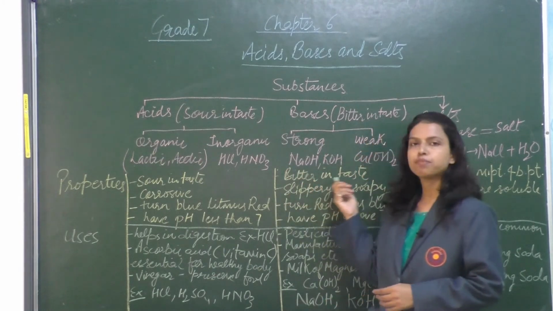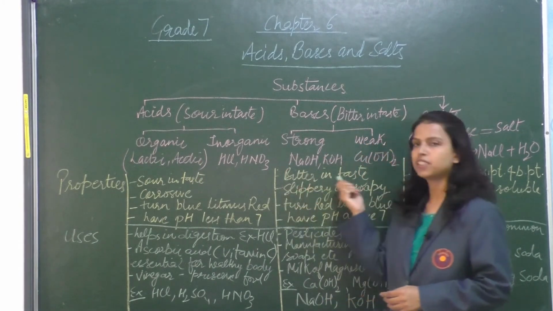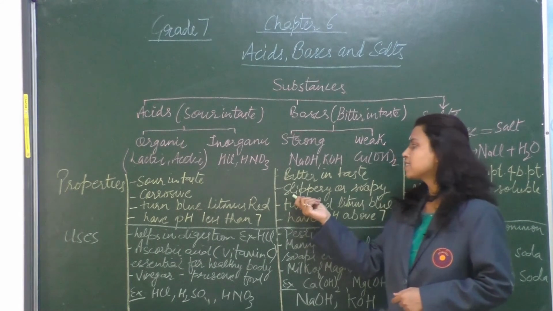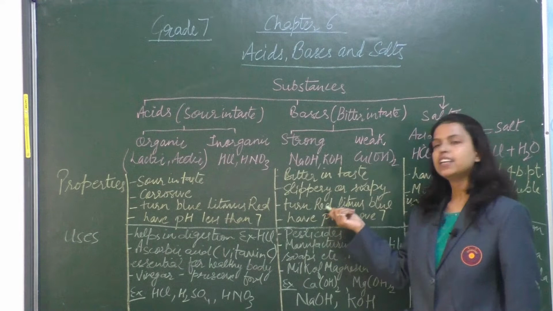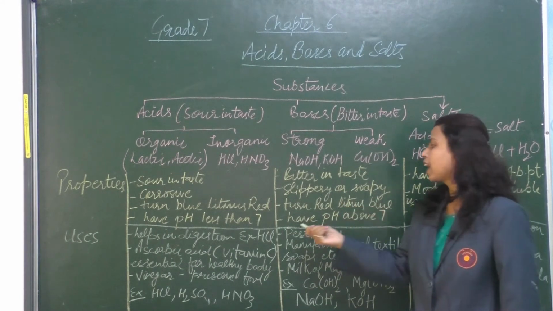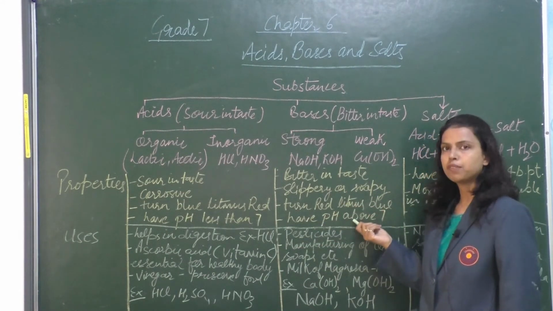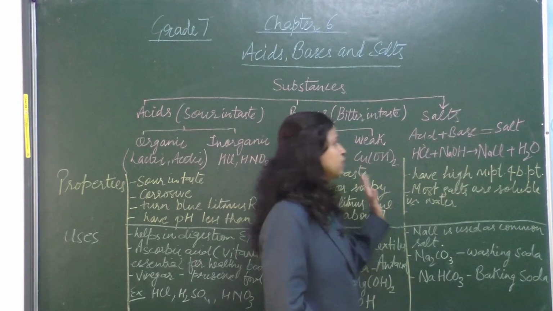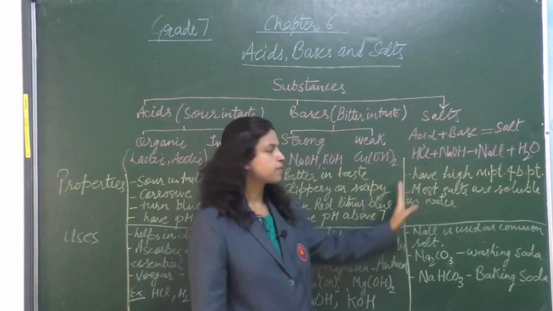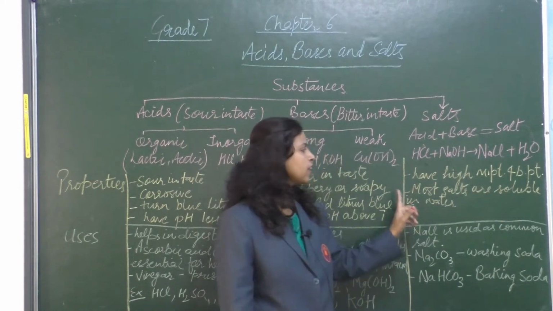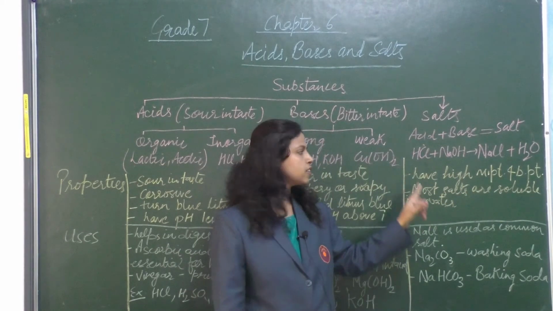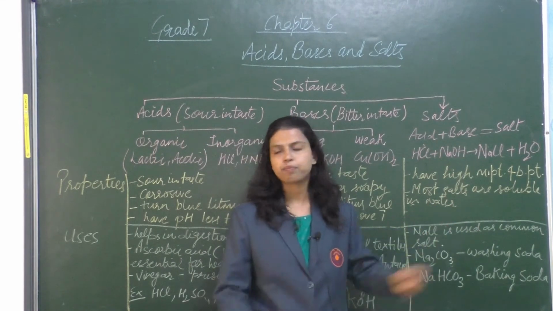Now, properties of bases. They have bitter taste. They are slippery or soapy to touch. They turn red litmus into blue. And they have pH above 7. Now we move to properties of salts. They have high melting point and boiling point. Most of the salts are soluble in water.